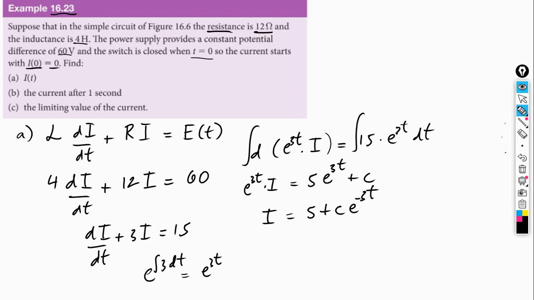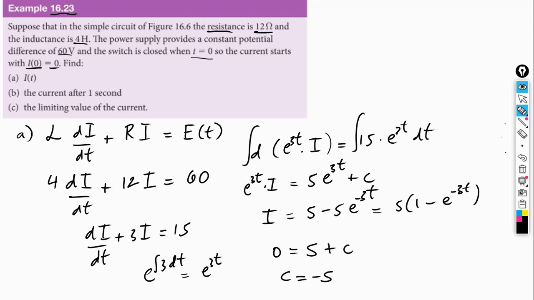But now, remember that we have that when time is 0, the current is 0. So we can use that fact to find the value of c. So that means that 0 is equal to 5 plus c, because Euler's number to the power of 0 is just 1. So c is equal to negative 5. Let's plug that back in here and rewrite it as 5 minus 5 times Euler's number to the power of minus 3t, which can also be written as 5 times 1 minus Euler's number to the minus 3t.